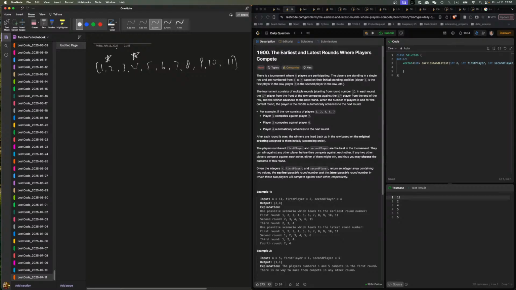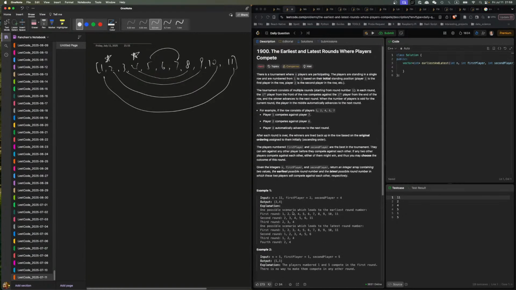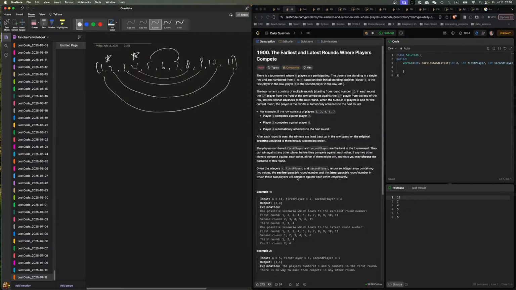Now, each round, the ith player from the front. So each round, like the first round, will always play like this, this, this, this, right? That is the first round, which basically means we divide it in half. What's the total number? N equal 28. N equal 28. Huh. Okay.